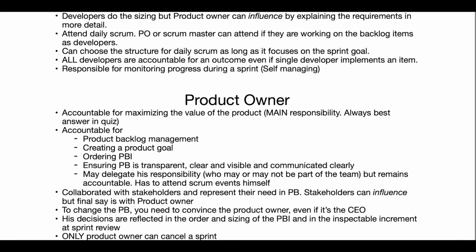Product owner collaborates with stakeholders and represents their need in product backlog. Stakeholders can influence, but final say is with the product owner. To change the product backlog, you need to convince the product owner, even if it's the CEO who wants to change the product backlog. His decisions are reflected in the order and sizing of the product backlog item and in the inspectable increments at sprint review. Only product owner can cancel a sprint.